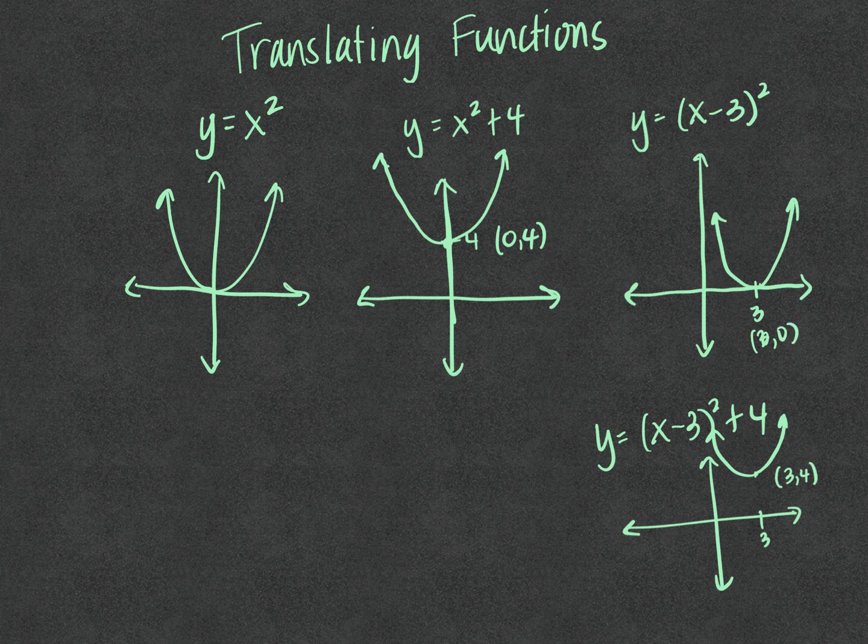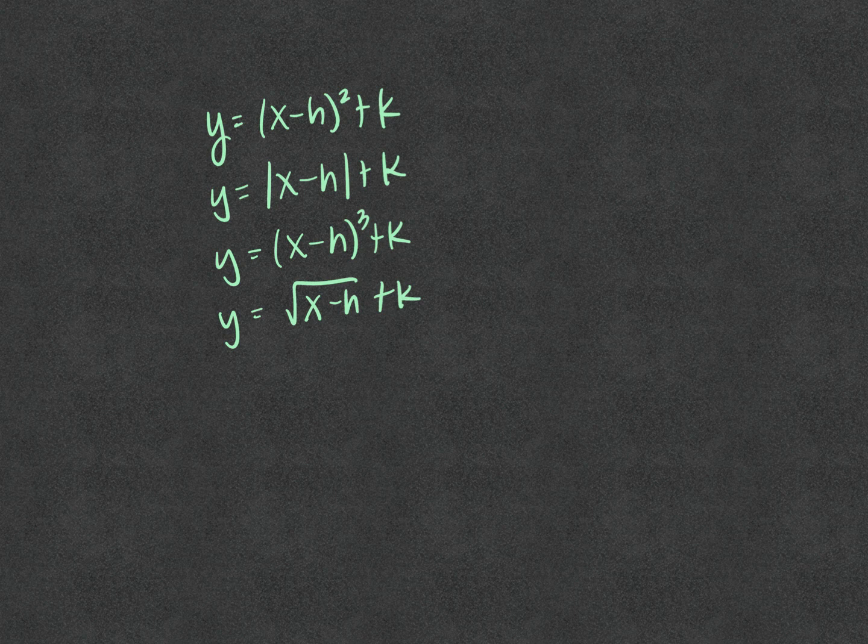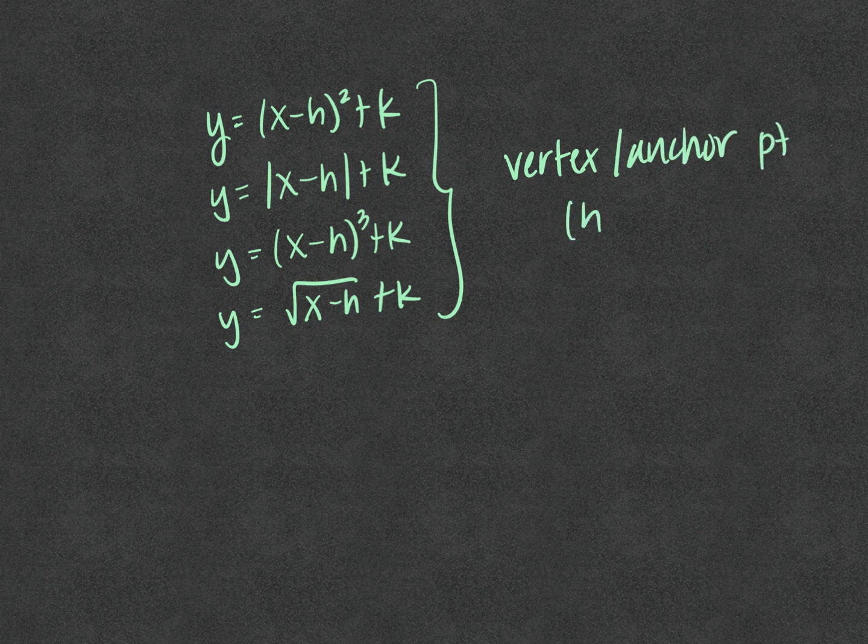So let's look at this in an interesting way. I like to teach this in terms of a vertex. If we have a standard form, we're going to say y equals x minus h squared plus k. This is the formula for a parabola. We can use a similar formula for absolute value, for the anchor point on x to the third, and for a square root graph, x minus h plus k. In each of these formulas, our vertex or anchor point is going to be h comma k.